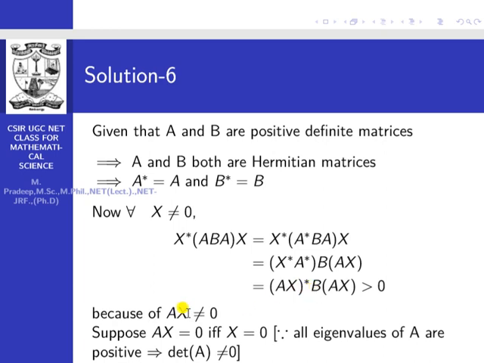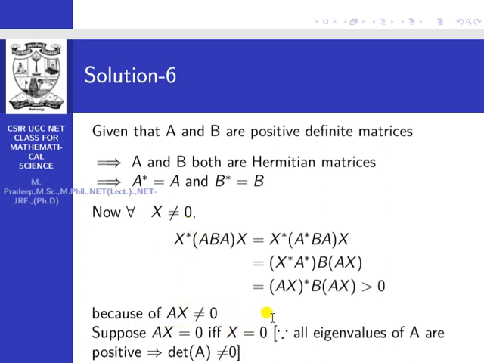How do we get this? Because Ax is not equal to 0. Suppose Ax equals 0, then that holds if and only if x equals 0, because all eigenvalues of A are positive, that is, non-zero values. Then what is the meaning? The determinant of A is not equal to 0. So Ax equals 0 only if x equals 0. We know that x is not equal to 0, therefore Ax is not equal to 0.